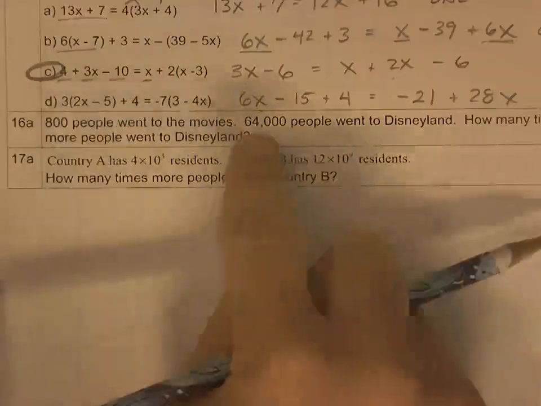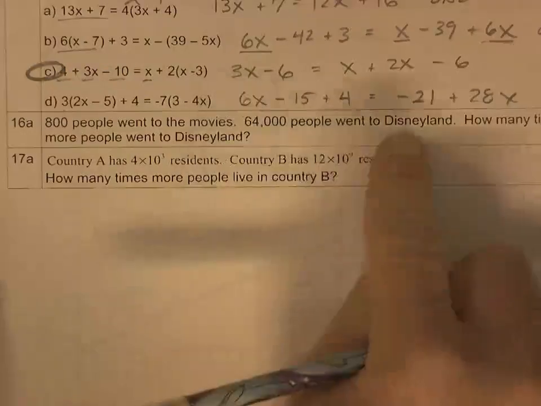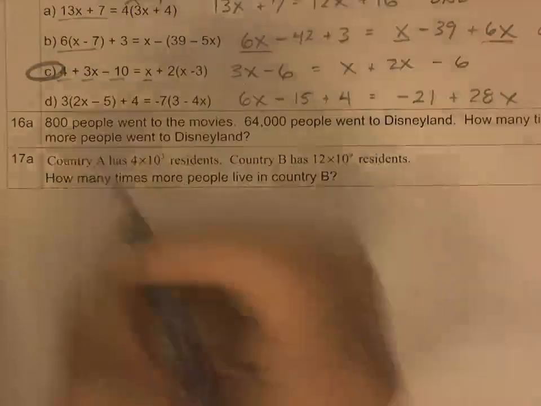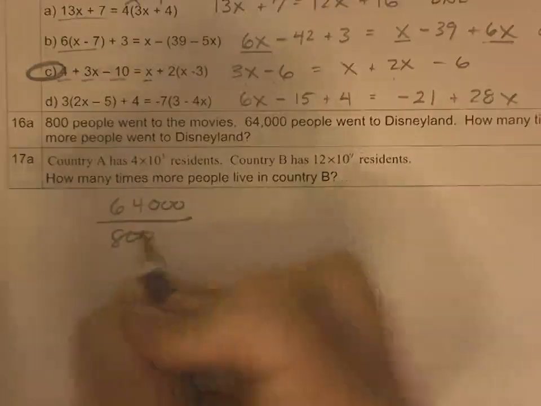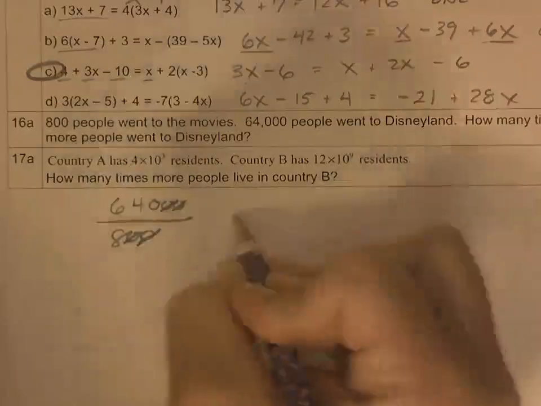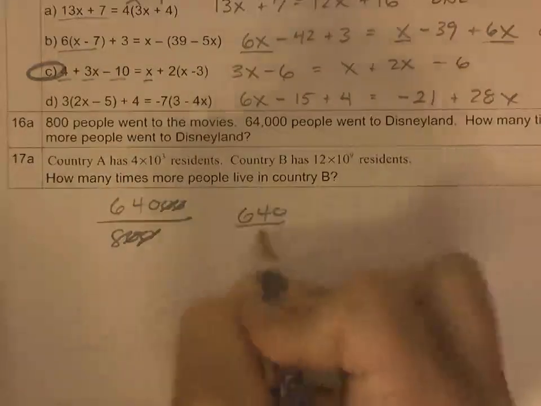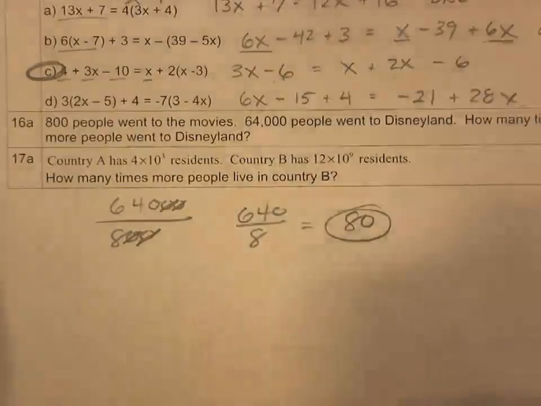800 people went to the movies. 64,000 people went to Disneyland. How many times more people went to Disneyland? So I'm going to go 64,000 divided by 800. I can cancel out some zeros. So 640 divided by 8, which I think is going to be 80. I'll check it with my answer key.